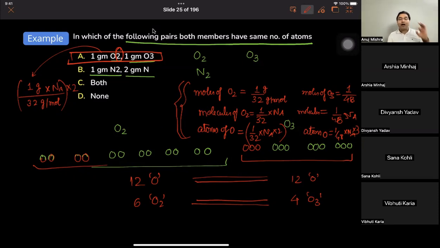A good student will mark this question in 5 seconds because he will see 1 gram and 1 gram. He will not bother about doing all these calculations, and he or she will get the answer directly. That is the approach that we have to build. I hope the question is clear to each and every student.